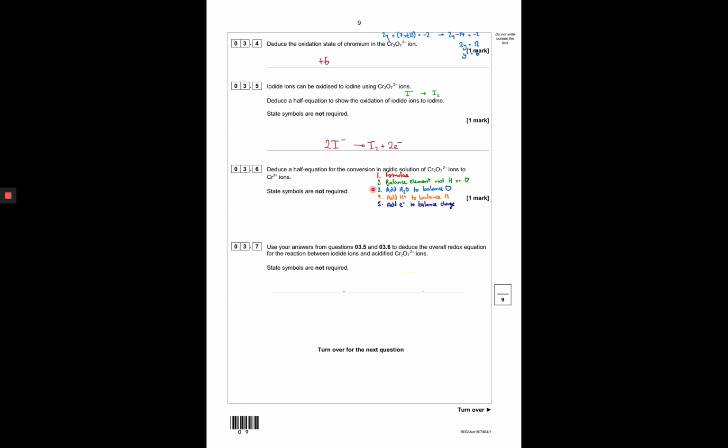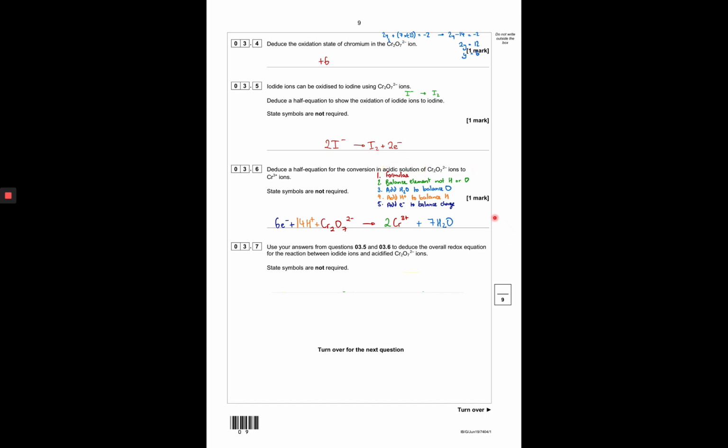And then we would look at the oxygens on each side and add waters to balance the oxygens. Then we would look at the hydrogens on both sides and add H+ ions to balance the hydrogens. And then lastly, we would add electrons to balance the charge. So our overall equation here, and I've tried to do the colours to reflect the steps, is given. If you notice, we have 14 H+ ions as part of our equation, so we have taken care of the fact that it's an acidic solution.